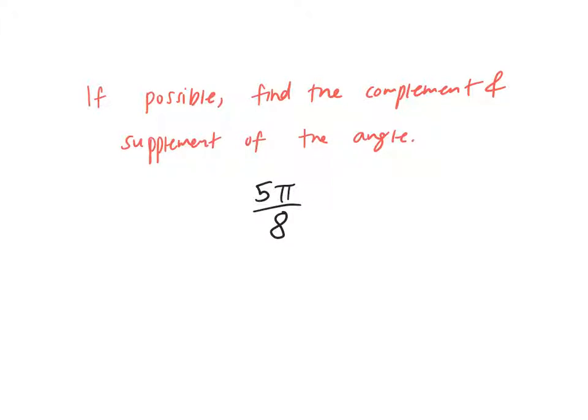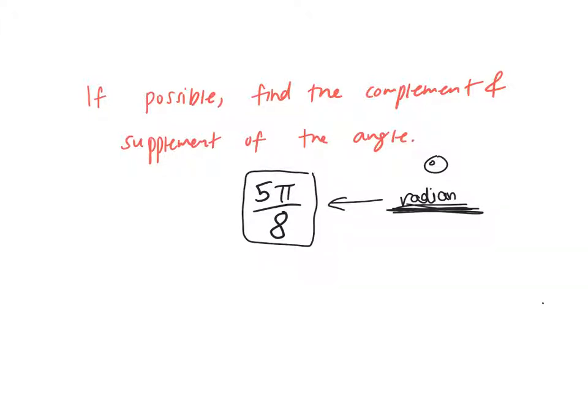Okay, so try this problem. If possible, find the complement and supplement of the angle. Now, notice that even though I don't have a unit, because I do not have that degree symbol here, I know that this is in radians. If you don't see a degree symbol, then it's automatically radian angle measure. So if possible, find the complement and supplement of the angle. There are 2 ways you can do this. One way is an intuitive way, and another way is an algebraic computational way.